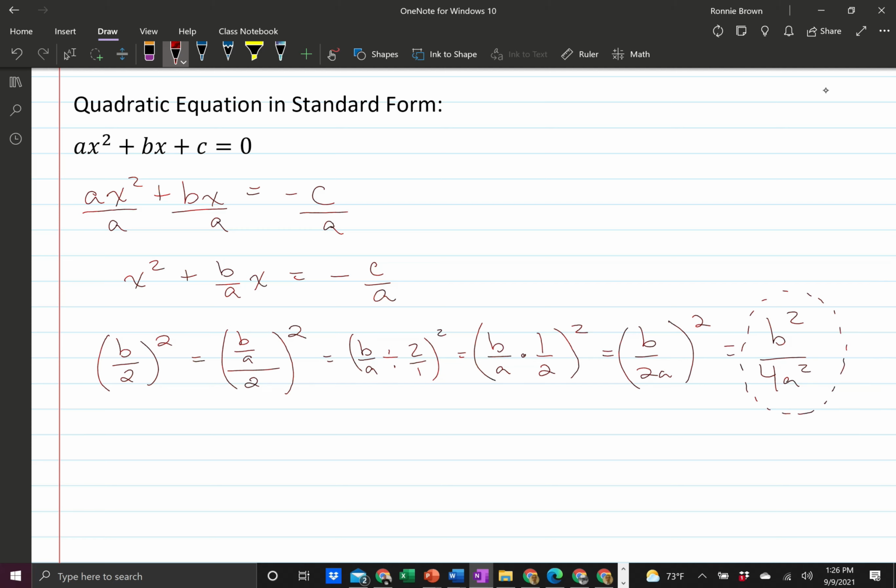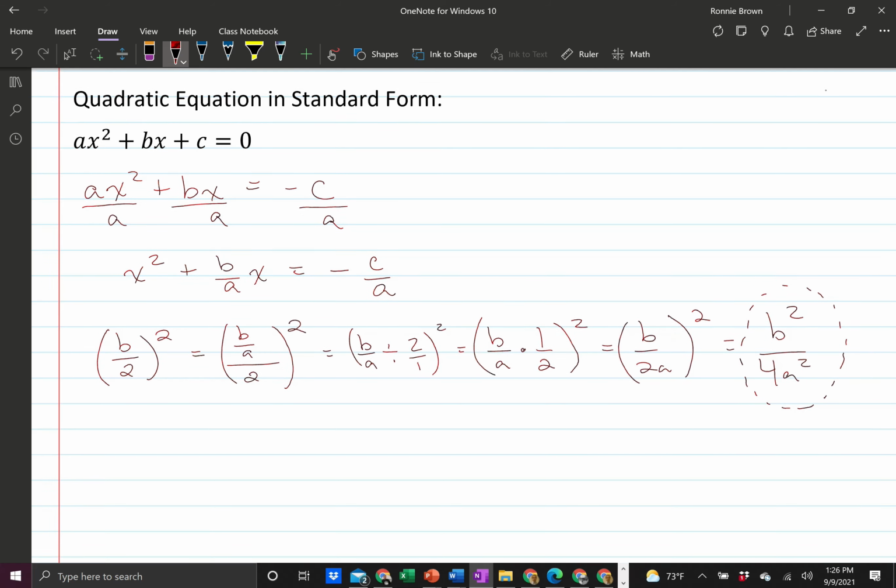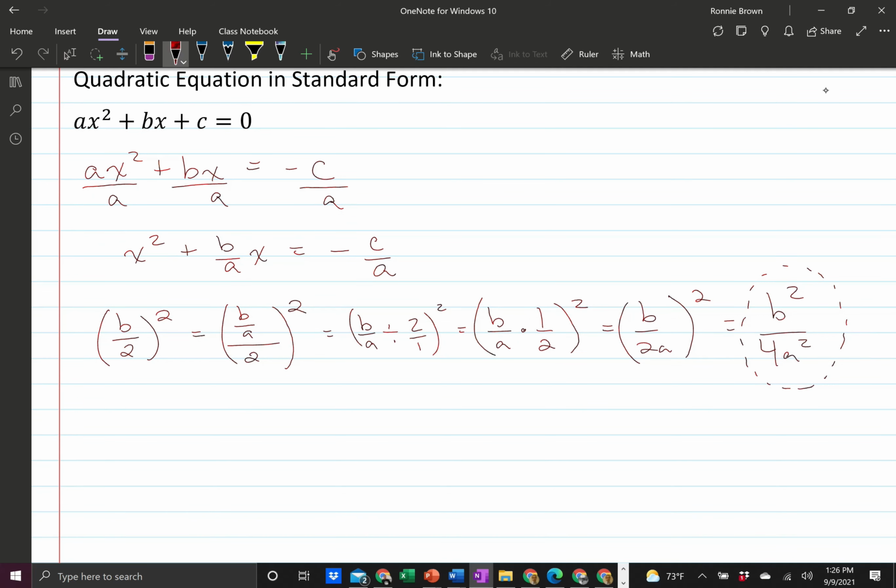Alright, so I have that b squared over 4a squared, and in completing the square method, we take that and we add that to both sides of the equation, right? So I'm going to add it to the x squared plus b over a x, and add it right here, plus b squared over 4a squared equals negative c over a plus the b squared over 4a squared.